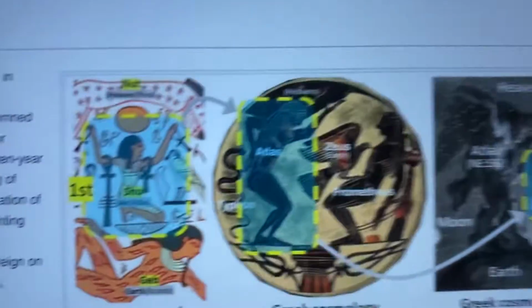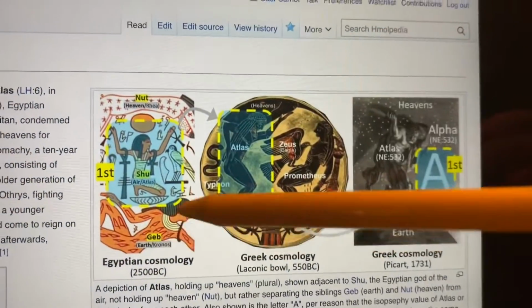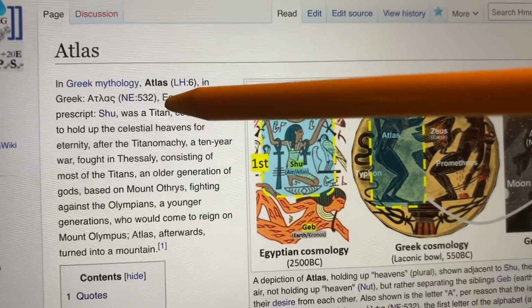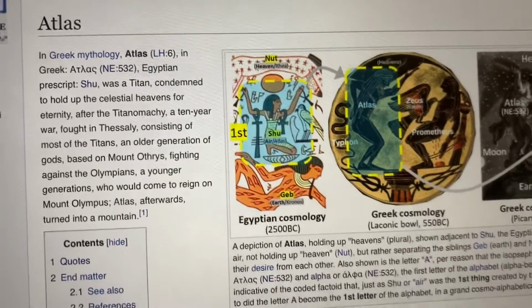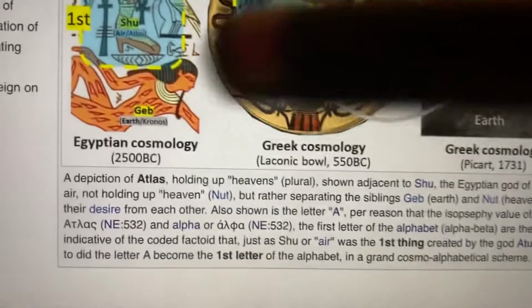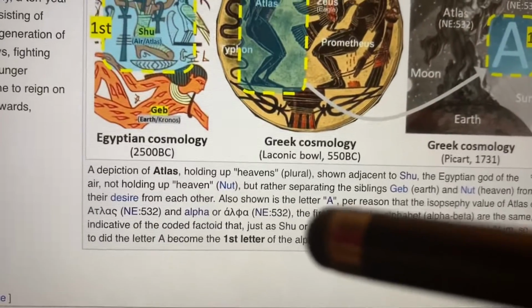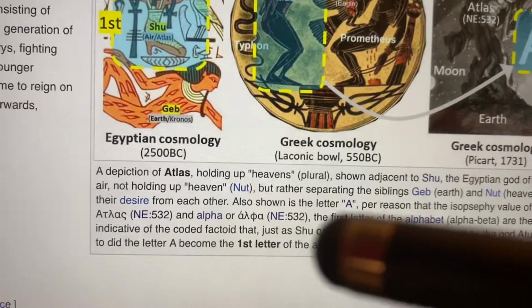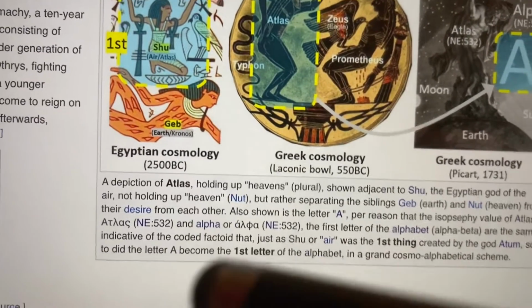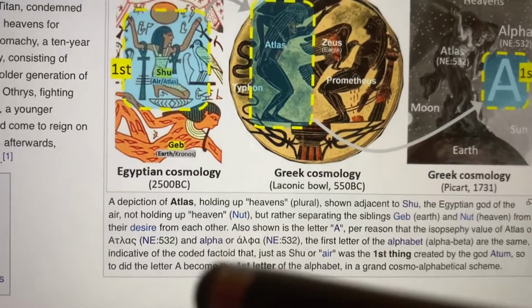So Atlas is numerically equivalent to alpha. Both words equal 532, so it's a cipher for the fact that alpha equals Atlas, which equals Shu, which equals the first letter.